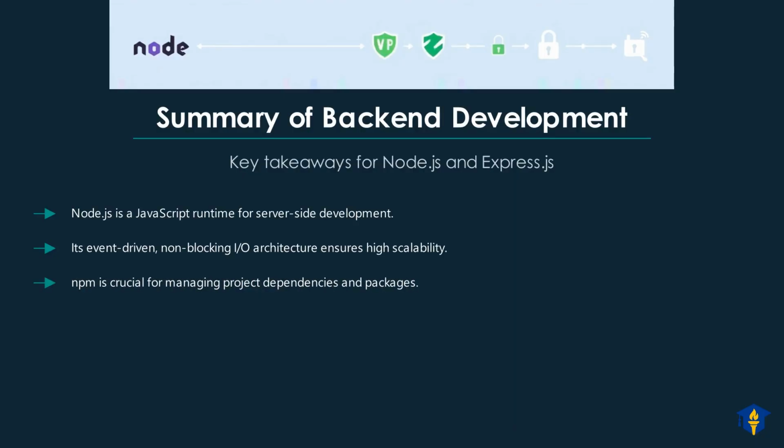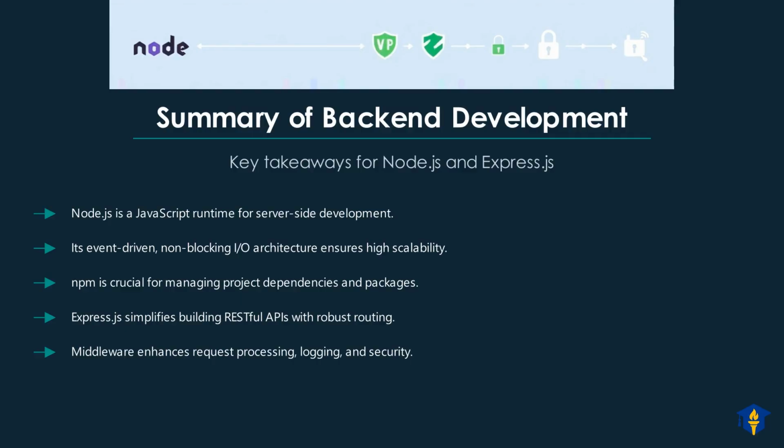NPM is an indispensable tool for managing project dependencies and easily installing various packages. Express.js simplifies the process of building RESTful APIs by providing robust routing and middleware capabilities. Middleware is essential for enhancing request processing, enabling functionalities like logging, authentication, and error handling. JWT and OAuth are vital for securing APIs, ensuring proper user authentication and authorization.